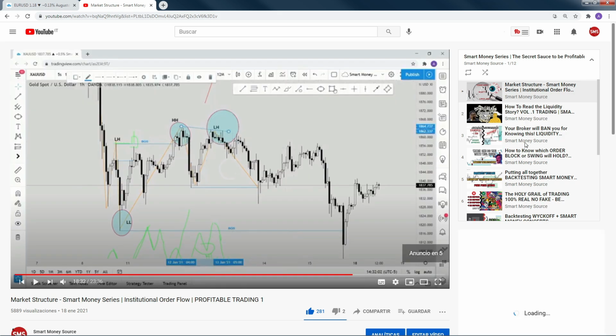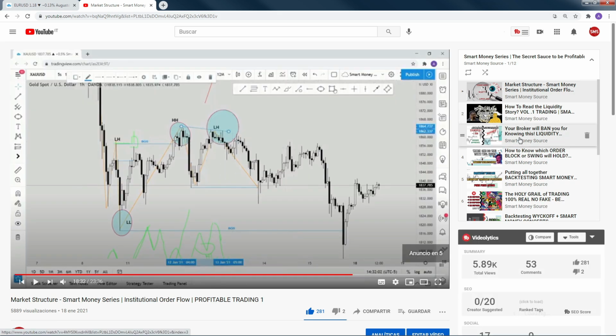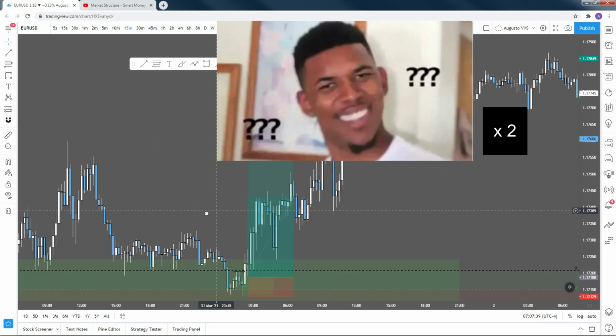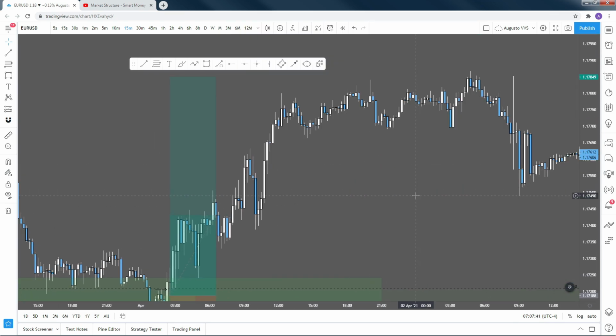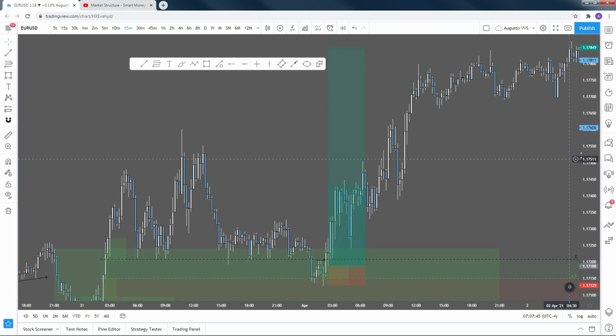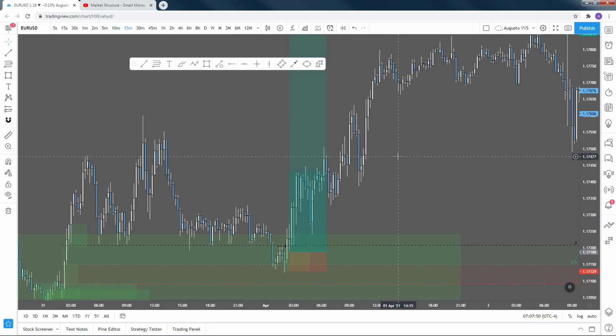Now, what do most traders do when they first learn smart money? They're going to watch some videos and learn a little bit about smart money. They're going to be amazed because now we know how the price actually moves. Let's look for some order blocks. And what happens? You're going to try to trade all these concepts live and you're probably going to blow your account in one day.